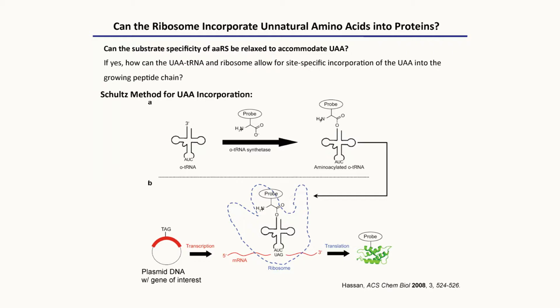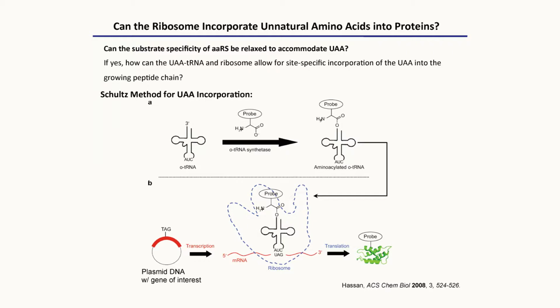So this is the method we're going to talk about in some detail for the rest of today and into Wednesday, this Schultz method. So the idea is that there's a tRNA that's dedicated for this unnatural amino acid. We see this unnatural amino acid shown here where the UAA is indicated by probe. We need an amino-acyl tRNA synthetase that will take this unnatural amino acid and attach it to the 3' end of the tRNA to give us this amino-acylated tRNA.